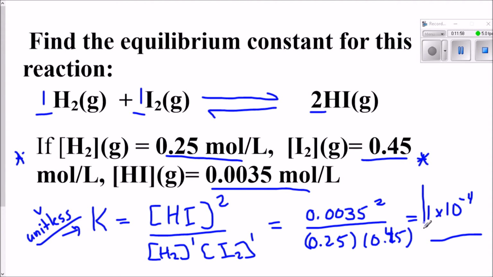So you can see my value is 1 times 10 to the negative 4. Because this is a lot smaller than 1, this is the same as writing 0.0001. That's smaller than 1. We say that is mostly reactants because I got a lot more on the bottom. So an equilibrium like this will have more reactants compared to products at equilibrium.